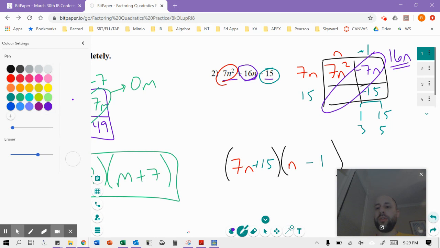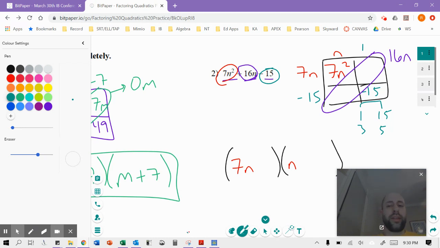So I'm going to backtrack a bit here. At this point, I know it's not 15 and 1. I could have tried, I guess real quick, negative 15 and positive 1. But that's not really going to get me 16n either.